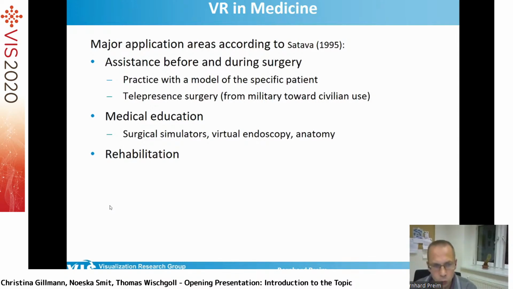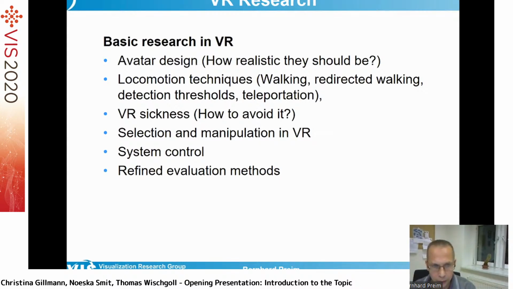with VR solutions. I just mentioned this one word here, rehabilitation, but that is a broad term that involves motor rehabilitation, cognitive rehabilitation, and both of them have a number of specific training tasks that can be supported with VR, and there are already good, even commercial solutions.